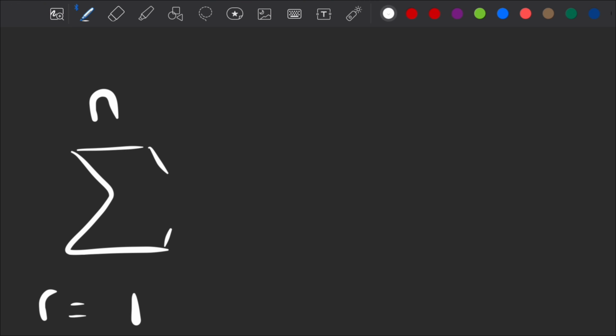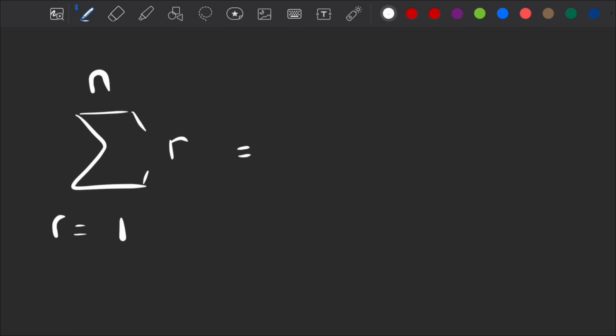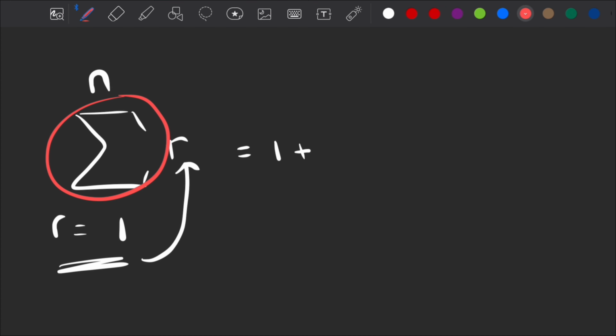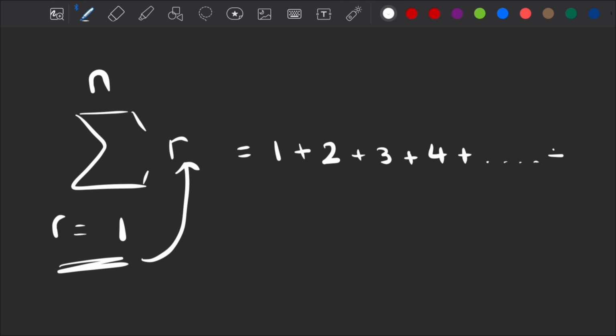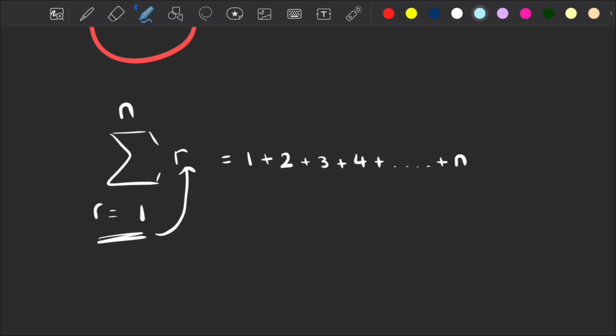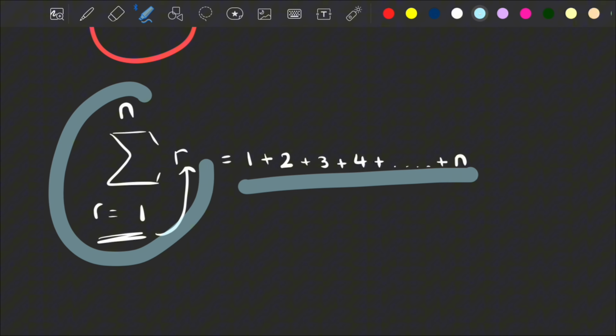And to the right of this symbol, you'll probably see some constant, some variable, or an expression. Let's say we have the variable r here. What this means is we start with r equal to 1, so we plug in our starting value, and then add to it, because we're doing the sum, remember this symbol means the sum, r equals 2, r equals 3, r equals 4, all the way up to r equal to n. So this sum right here is what this expression is a concise way of writing down.